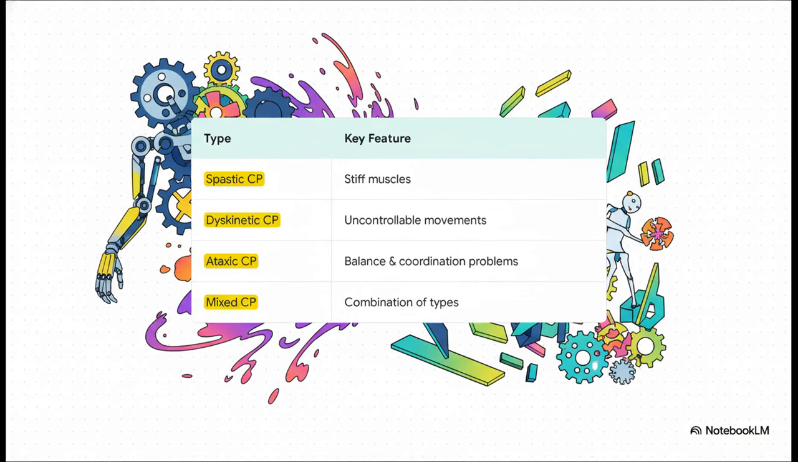So, what's the difference? Well, it's pretty straightforward when you break it down. Spastic CP, that's the one with stiff muscles and awkward movements. Dyskinetic is all about those uncontrollable movements. Ataxic? Think balance and coordination problems. And mixed CP? Well, it's exactly what it sounds like, a combination of the others.